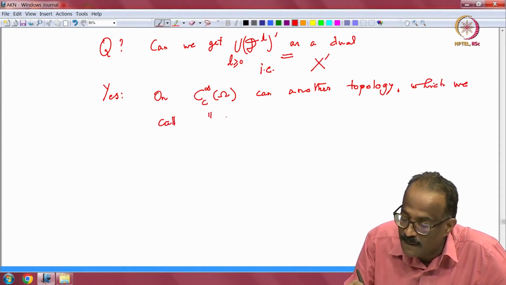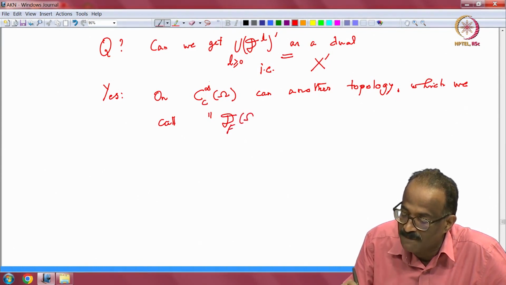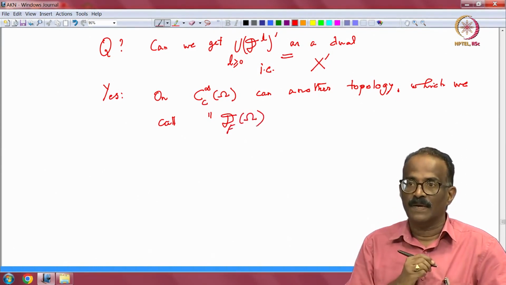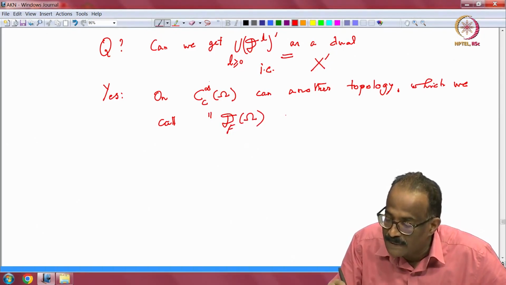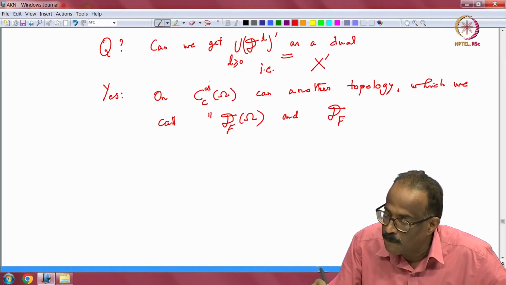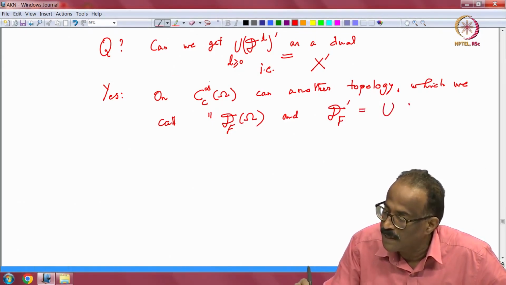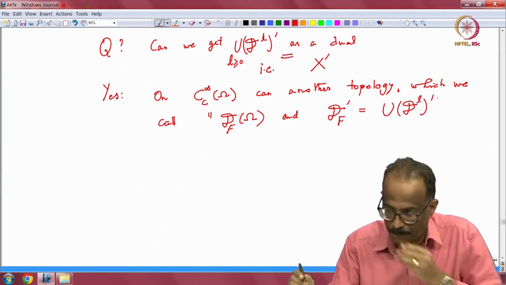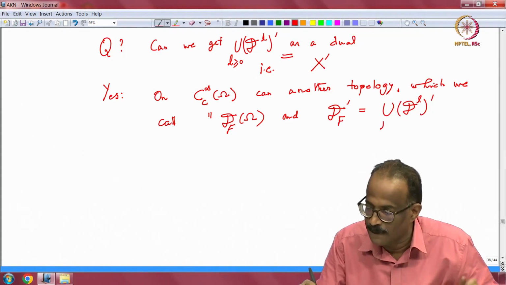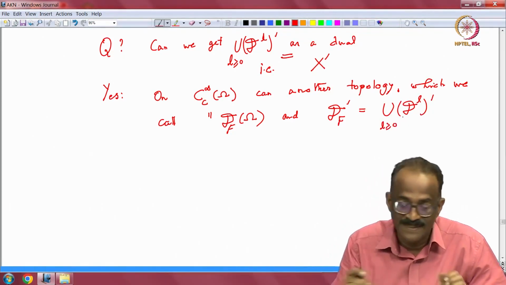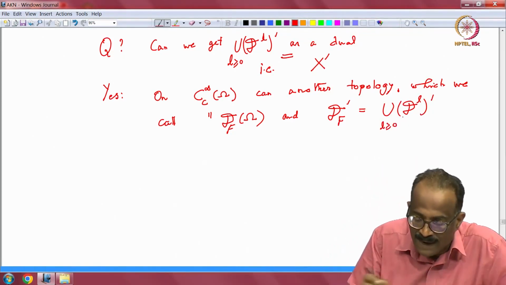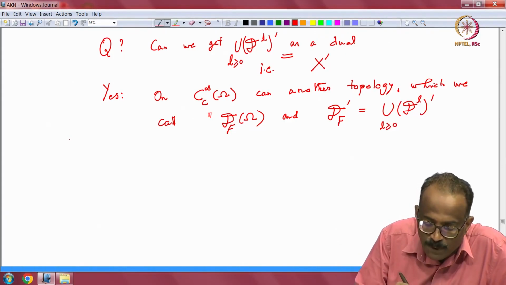C infinity equal to D_F of omega, F to represent finite, okay, and D_F prime is equal to the union of D_L prime, L greater than or equal to. So, this is the idea of defining this topology.